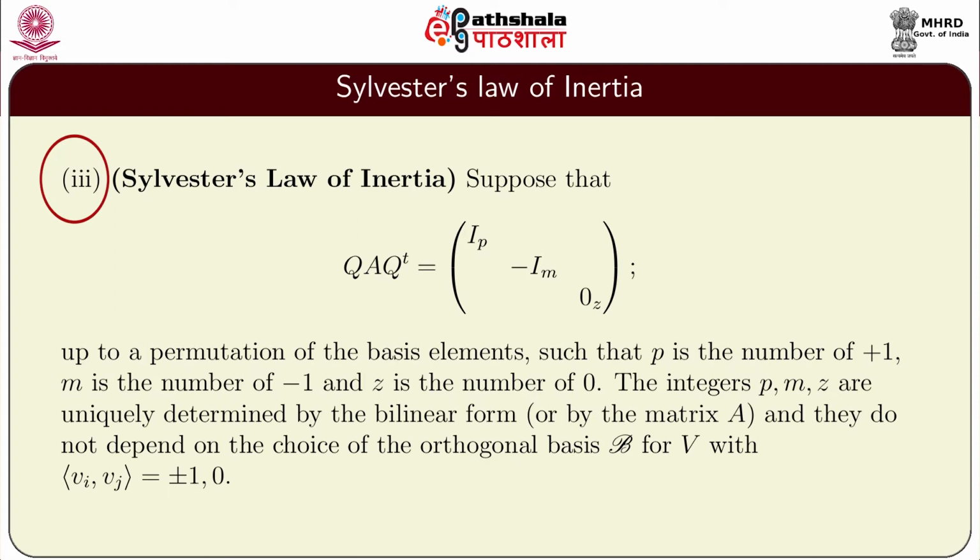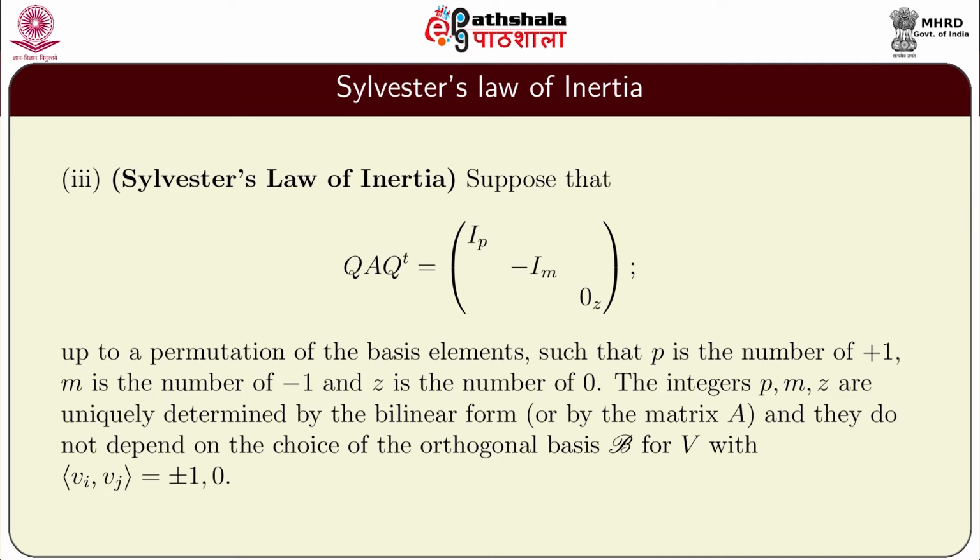And part 3 is what is known as the Sylvester's law of inertia, which says that if we write Q A Q transpose as this block where you see Ip, that is the identity matrix of order p, then minus Im, that is negative of the identity matrix of order m, and then 0z, that is the 0 matrix of size z, up to a permutation of the basis elements, such that p denotes the number of plus 1, m is the number of minus 1, and z is the number of 0.